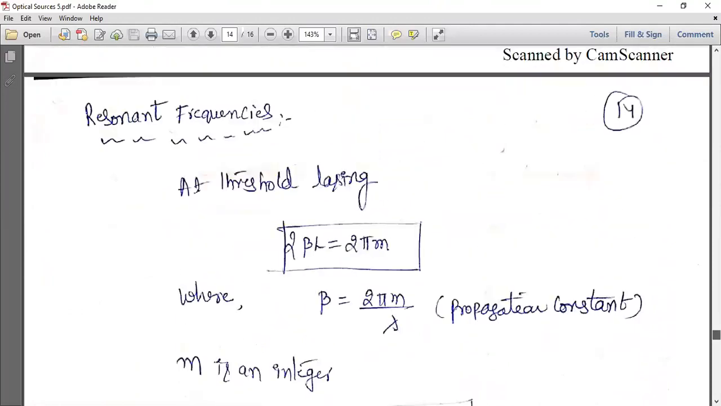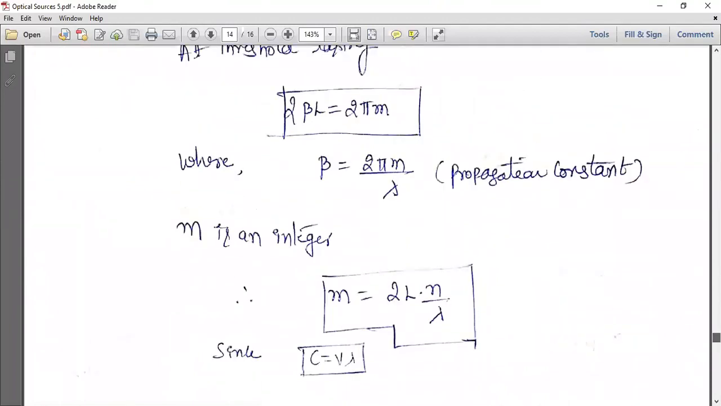Resonant frequency: at what frequency the light is generated is given by some lasing conditions. So threshold lasing is given by this equation, which you have to remember: 2 beta L equals 2 pi m, where beta is the propagation constant, given by 2 pi by lambda, which is very basic, as I explained in the first chapter. And m is an integer, whether it is 1, 3, 5, we'll see that.